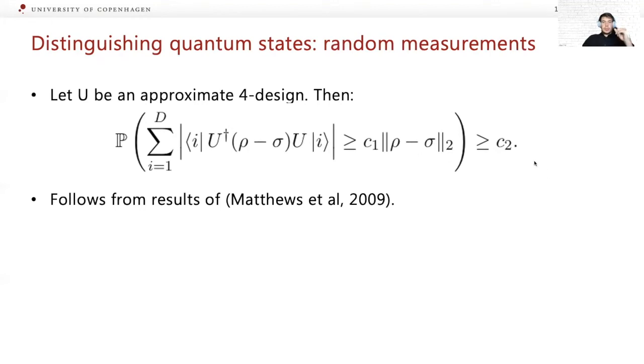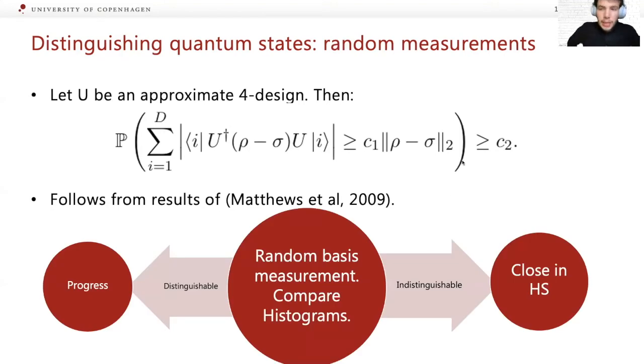And this happens with constant probability. So how can we actually use this to obtain ways to distinguish two quantum states? Well, we measure in some random basis, and we compare the measurement statistics with respect to this basis for rho and sigma. If the histograms are close, that is, this total variation is small, then they are indistinguishable in this basis.